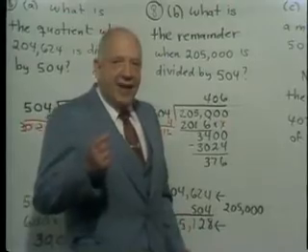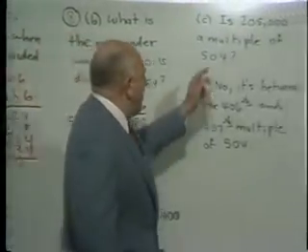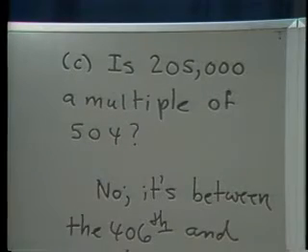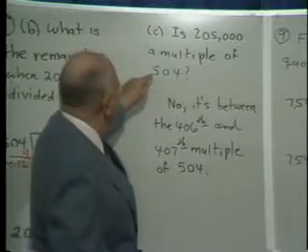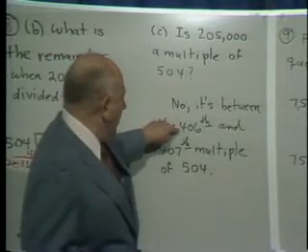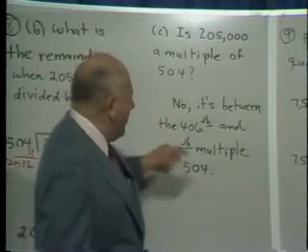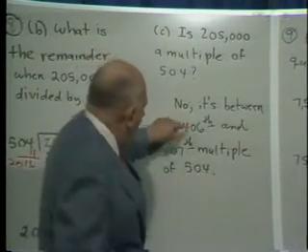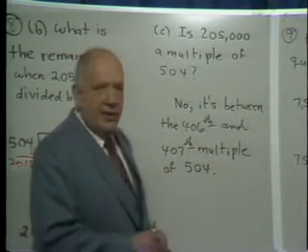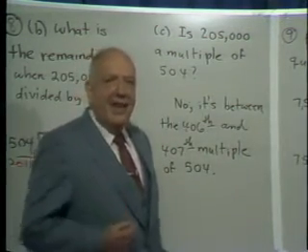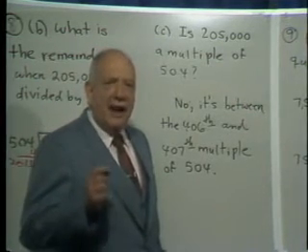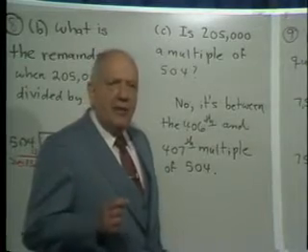And that brings us to the answer to part C. Namely, it says, is 205,000 a multiple of 504? And the answer is no, because when we count by 504s, the 406th multiple was too small to be the right answer, the 407th multiple was too big, and there are no multiples of 504 between the 406th and the 407th. Problem number 9 is again a long division problem, and all we want to show you there is that the technique works exactly the same no matter how many digits are given.